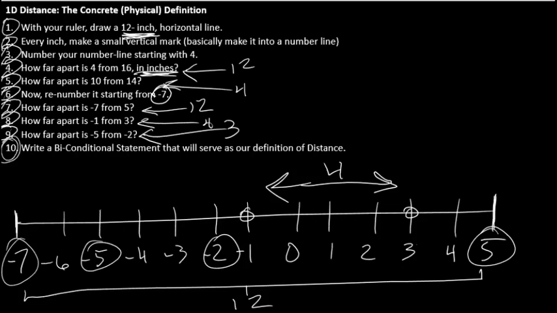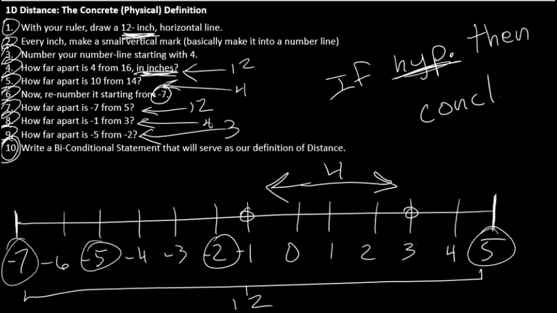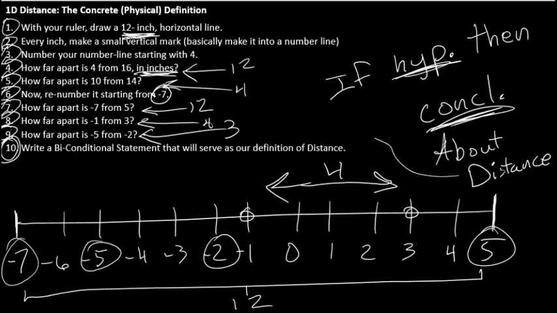So I'm going to let you do this part on your own. Write a biconditional statement that will serve as our definition of distance. So if whatever your hypothesis is, then whatever your conclusion is, and again, this is about distance, one-dimensional distance. Okay, so I want you to come up with your own biconditional statement that will serve as a definition for distance.